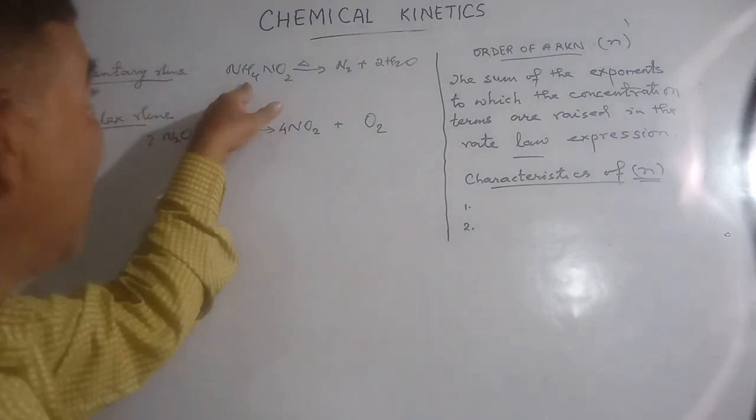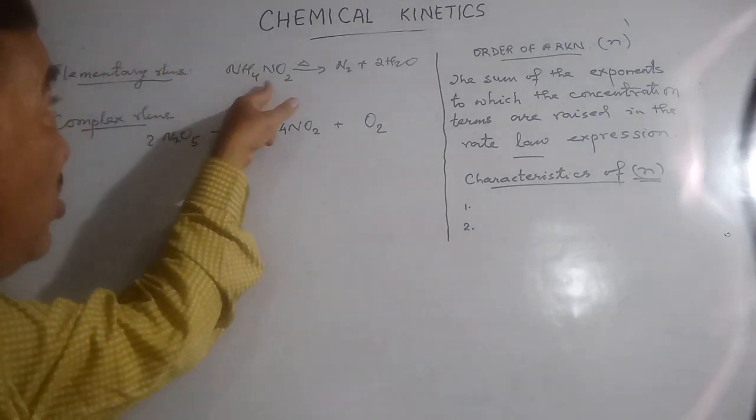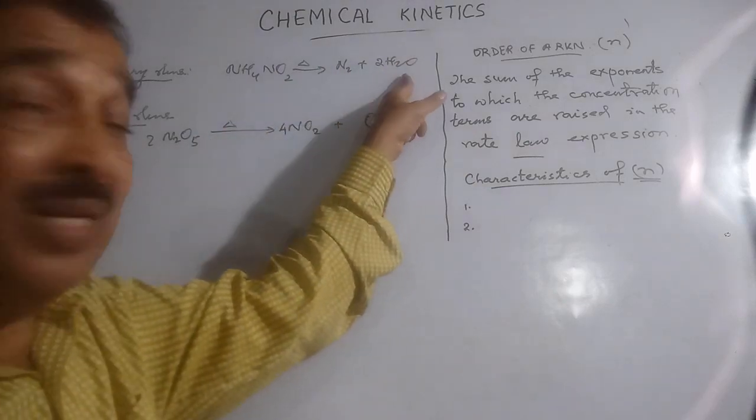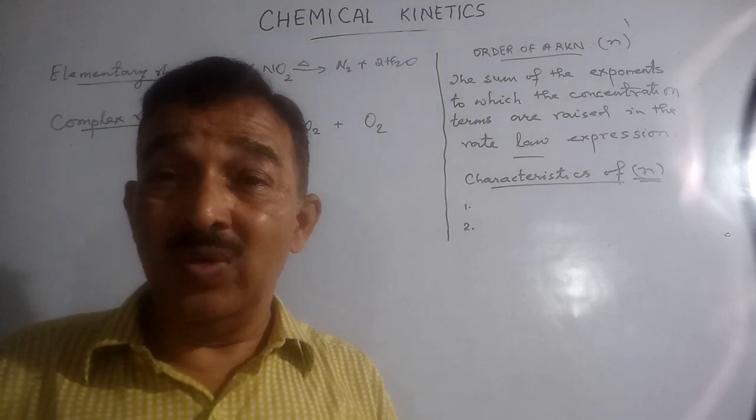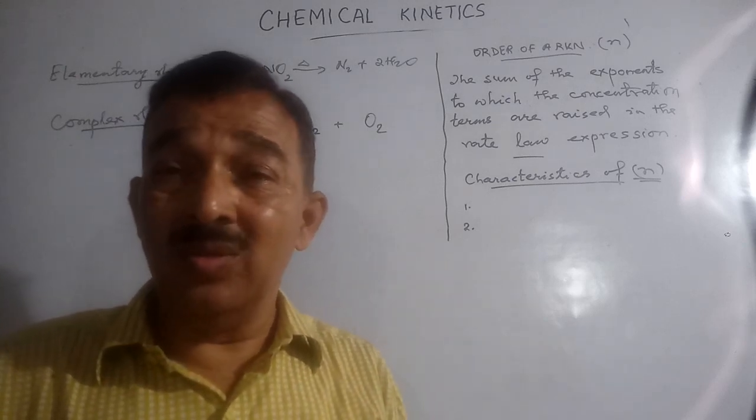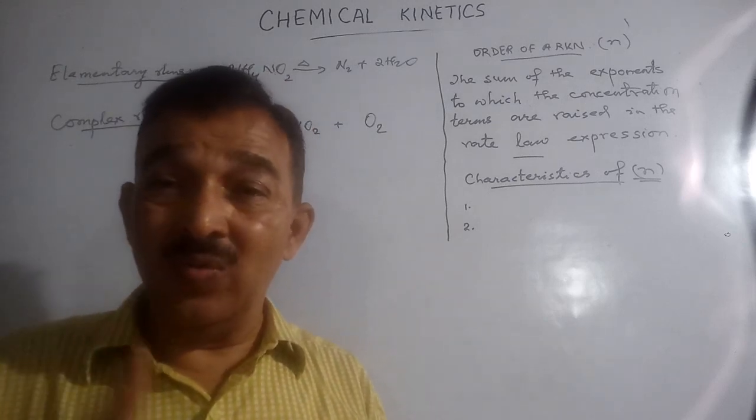For example, the thermal decomposition of ammonium nitrate to give nitrogen gas and water. These two products, nitrogen gas and water, are stable. So this reaction takes place in one step.